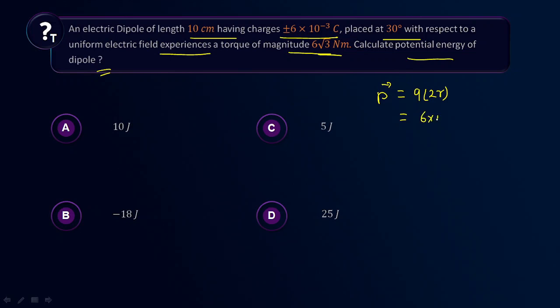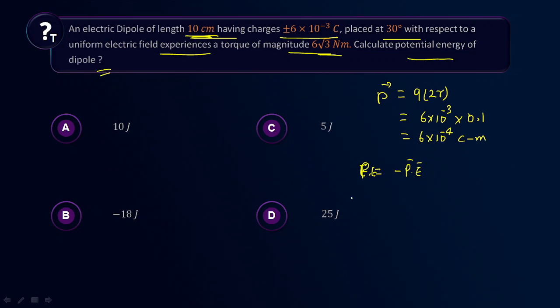So 6 into 10 to the power minus 3 into, now it is 10 centimeters, so can I write it as 0.1? Yes or no? So this will be equal to 6 into 10 to the power minus 4 coulomb meter. This is the dipole moment we got. Now we want to find potential energy. So we know that potential energy is equal to minus P dot E. Yes or no?